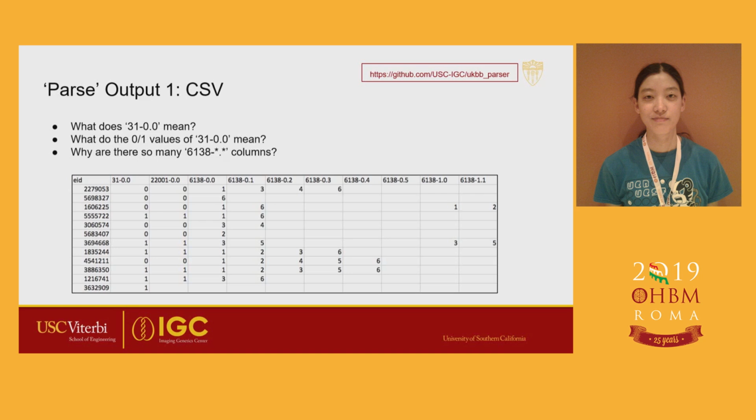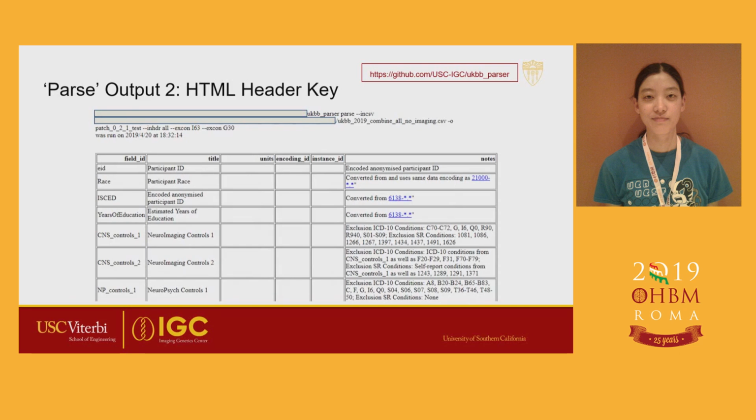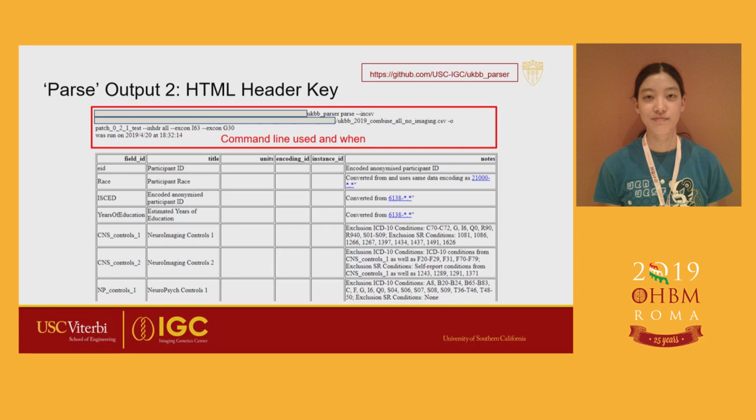So if you're like me and you look at it and 31 doesn't intuitively mean something as a column header, then maybe also the zeros and ones in that column don't mean anything. And there are a lot of 6138 columns, and they have slightly different numbers in them afterwards. So to that end, we also create an HTML header key, which, for those of you who have downloaded Biobank before, you'll get an HTML data dictionary. In this case, we create it very specifically customized to whatever the parser output is, so whatever you specifically asked for. And it will give you more information than the data dictionary provided by the UK Biobank download.